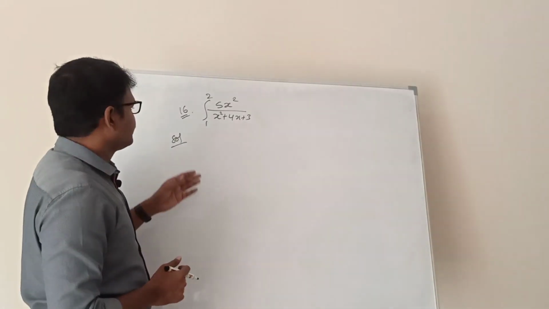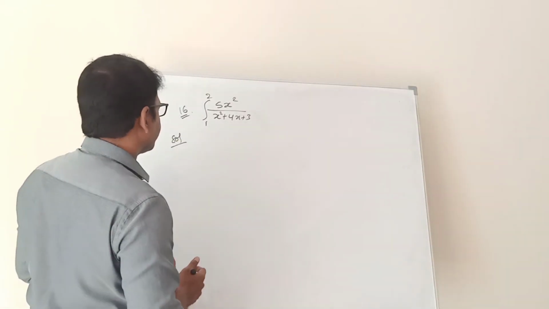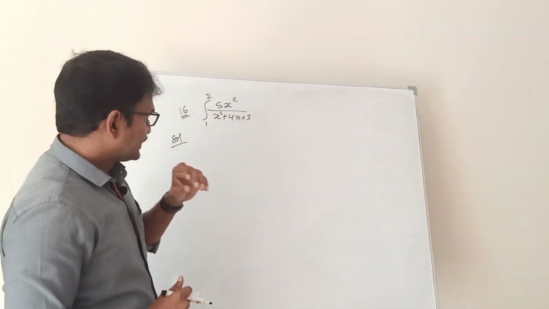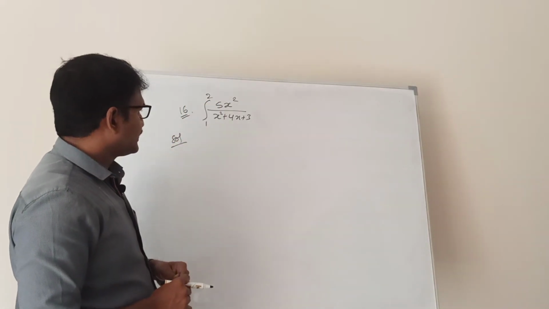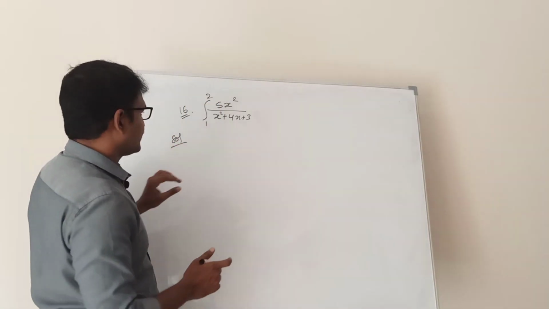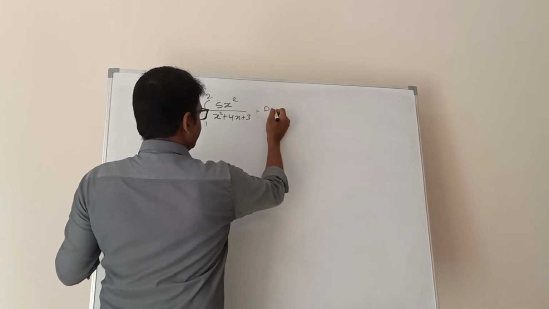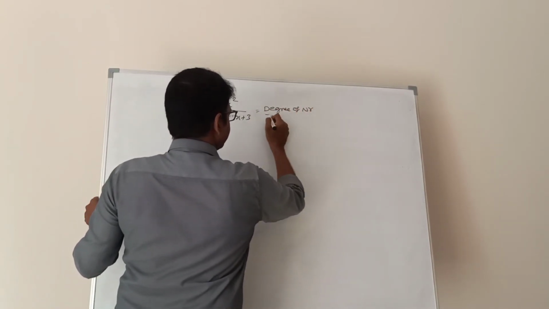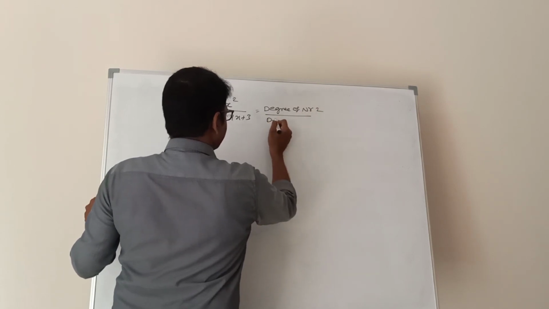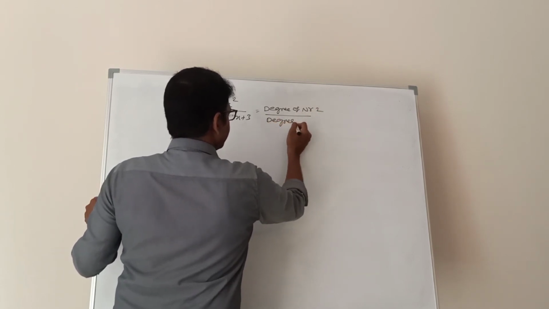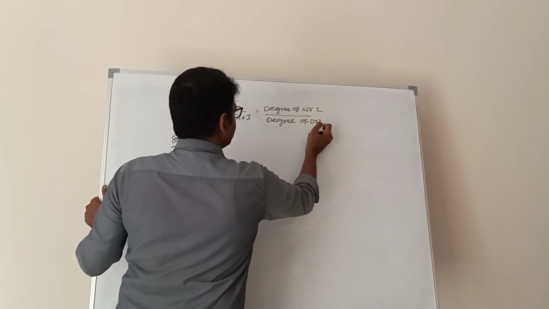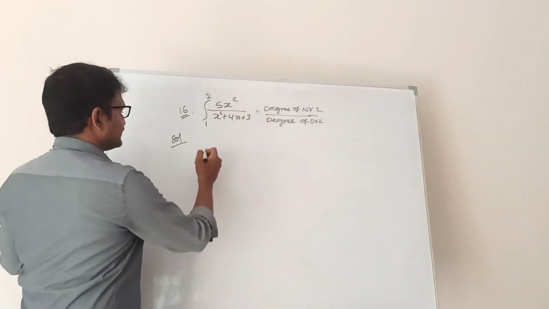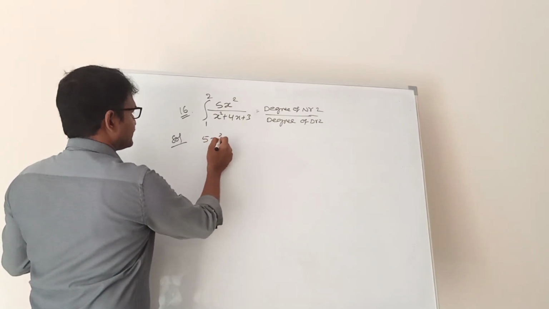Next problem, integration of 5x square by x square plus 4x plus 3. If you observe this problem, the power of x in the numerator is 2 and the power of x in the denominator is 2. That means the degree of the numerator is 2 and the degree of the denominator is also 2. So the degrees are equal. Then it is called an improper fraction. Then find the partial fractions for this.